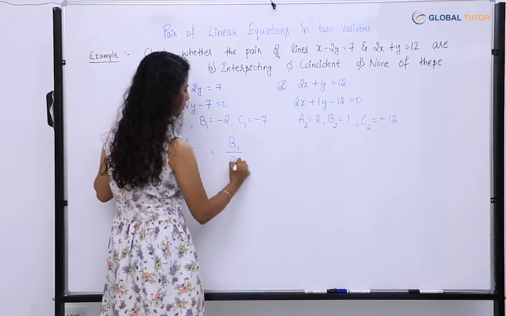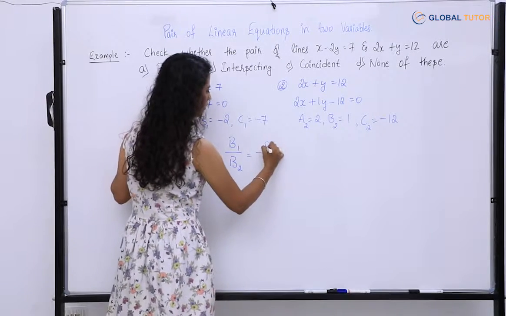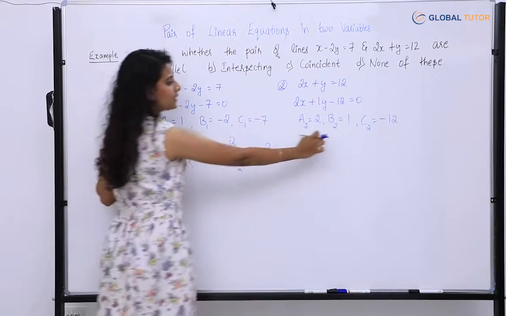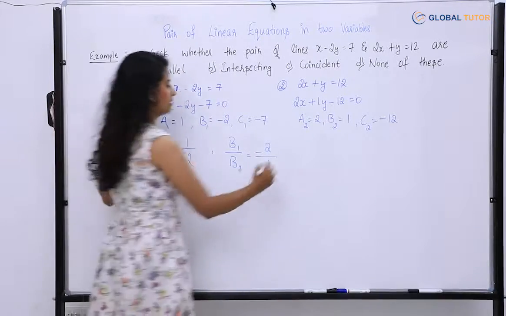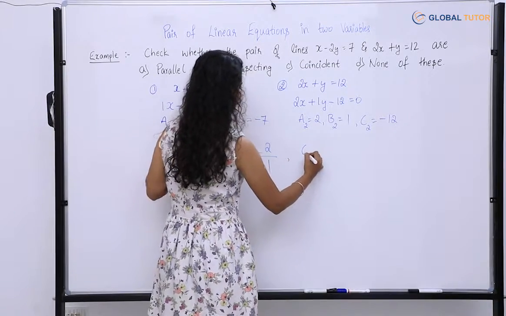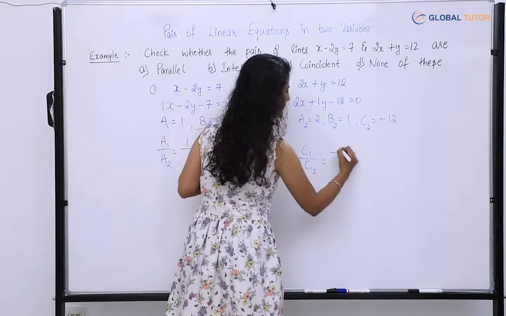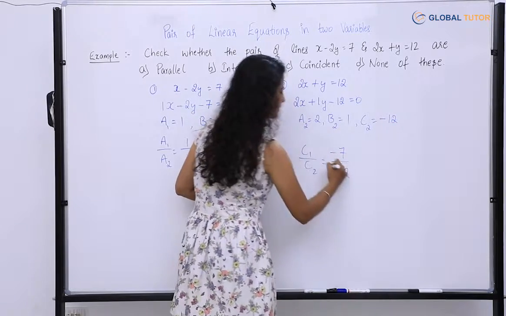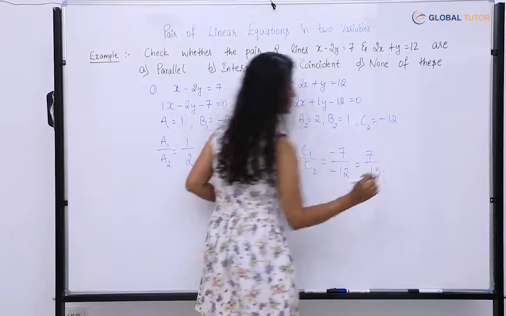b1 by b2. b1 is minus 2 and b2 is plus 1. So, minus 2 divided by 1. And c1 by c2. c1 is minus 7, c2 is minus 12. Minus and minus gets cancelled. So, this is 7 divided by 12.